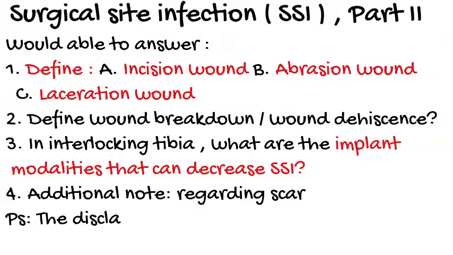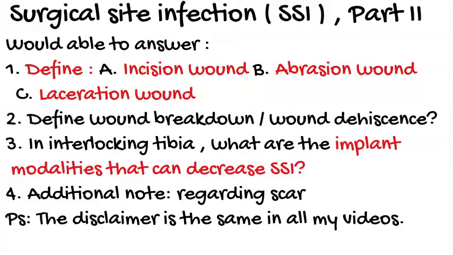Number 3, in interlocking nail tibia, what are the implant modalities that can decrease the rate of surgical site infection? Number 4, additional note regarding scar.